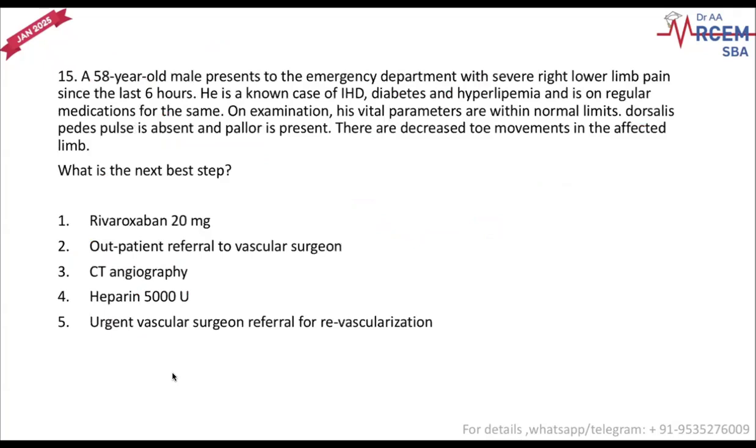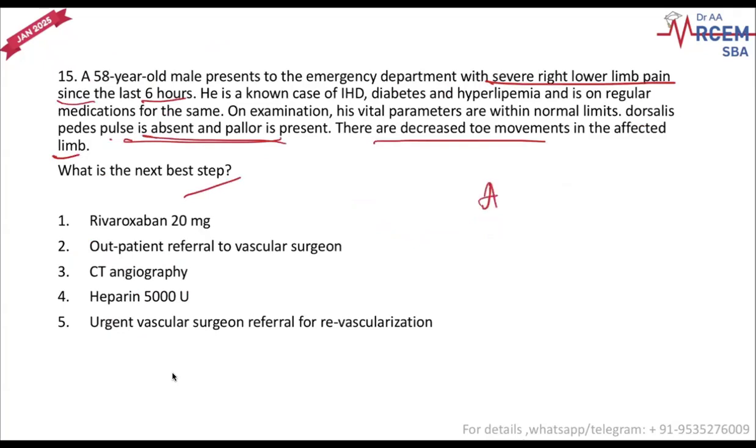A 58 years old male presented to the ED with a severe right lower limb pain since 6 hours. He is a known case of IHD. Multiple comorbidities are present. On examination, vitals are normal. Dorsalis pedis pulse is absent and pallor is present. There is decreased toe movement in the affected limb. What is the next best step?